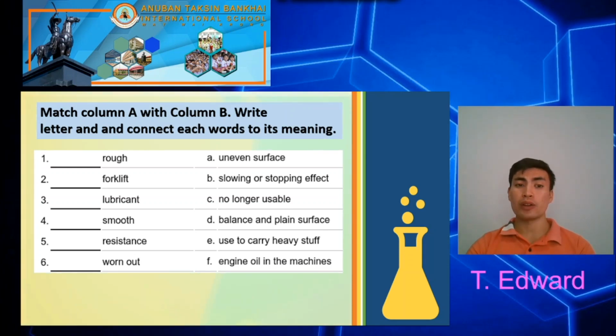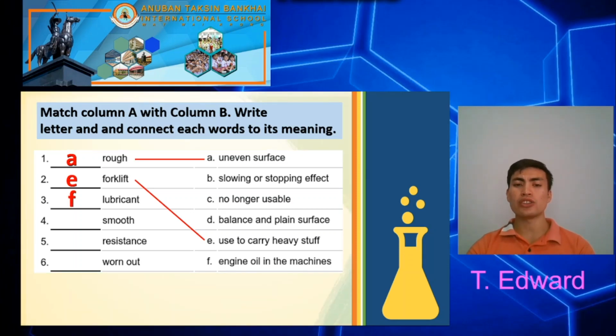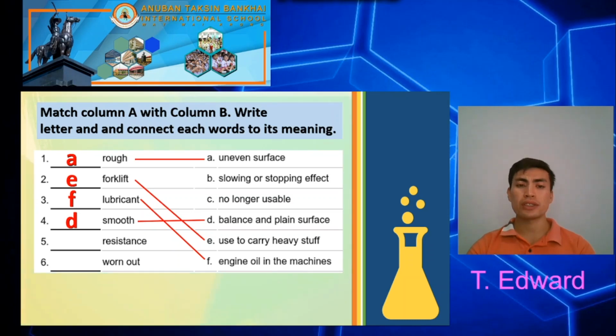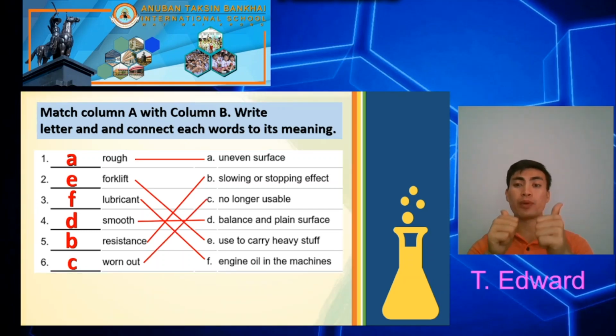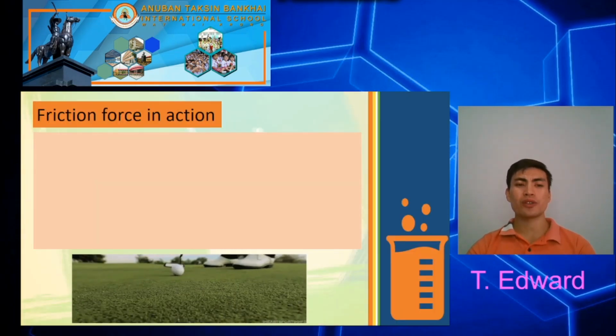Okay, I hope you got all the correct answers. Number 1 is rough, uneven surface. Forklift, we use it to carry heavy stuff. Lubricant, letter F, engine oil in the machines. Smooth means balanced and plain surface. Resistance is a slowing or stopping effect. And the last one, worn out, letter C, no longer usable. I hope you got all the correct answers. Good job. Now let's go to friction force in action.